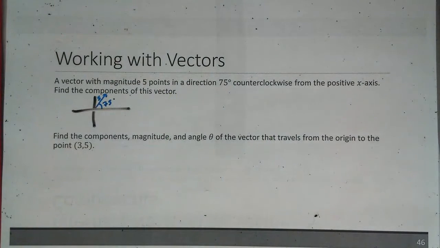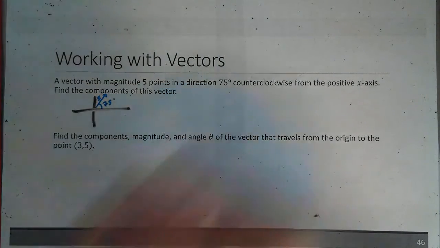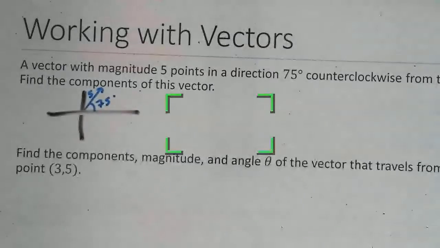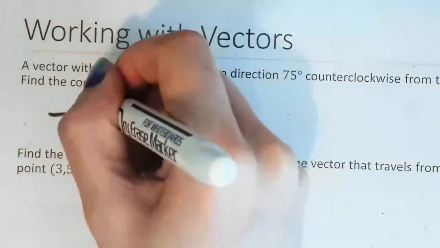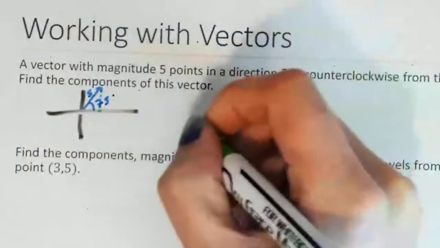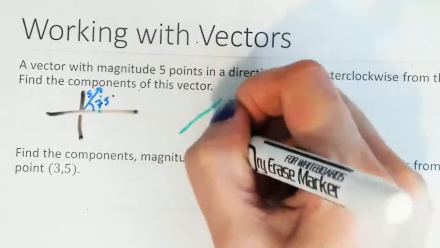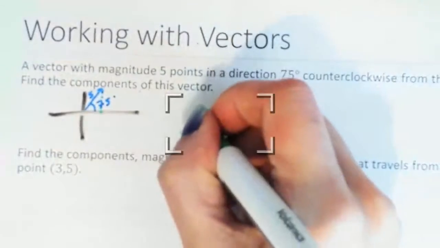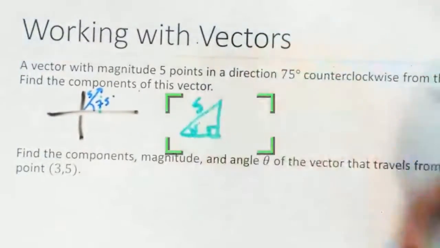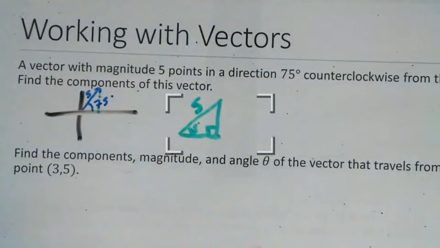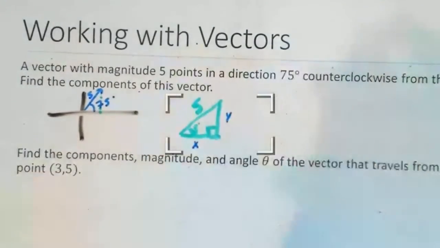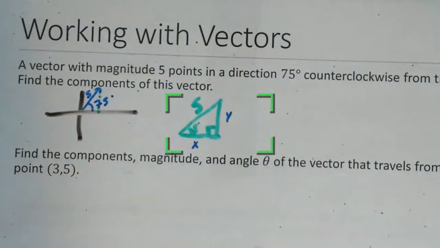If I drop a little dotted line here, I'm going to zoom in, make sure we can really see what's going on. If I drop straight down to the x-axis, you might see that I have a right triangle I'm working with here, where we know this angle is 75 degrees and the length is 5. We need to find the x component and the y component. Well, if it's a right triangle, we can use our trig functions.